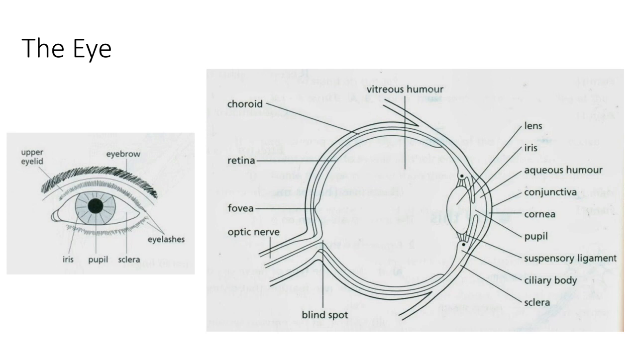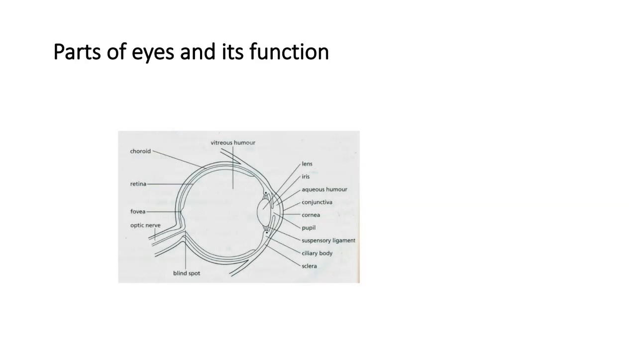Okay, for this topic we will focus on just one sense organ, which is the eye. So we need to know every part and function of the parts of the eye, which are the choroid, retina, fovea, optic nerve, blind spot, vitreous humor, lens, iris, aqueous humor, conjunctiva, cornea, pupil, suspensory ligament, ciliary body and sclera. Parts of the eye and their functions.